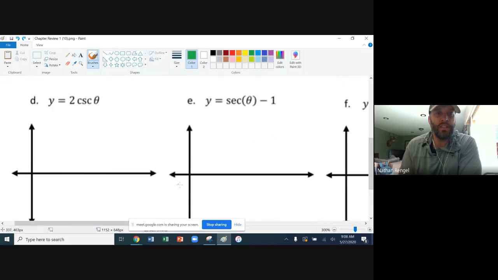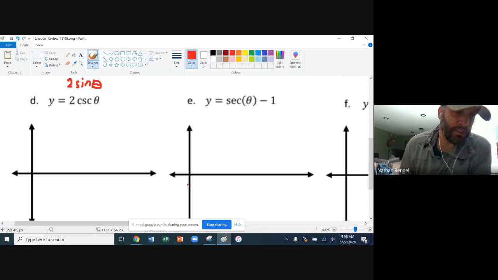Back down to D, 2 cosecant theta. When I see a 2 cosecant theta, I'm thinking about its reciprocal, 2 sine theta. So I'm going to graph where 2 sine theta is, and then I can start to find where the asymptotes are. Anywhere where sine is 0 is where an asymptote is going to be because you can't divide by 0.